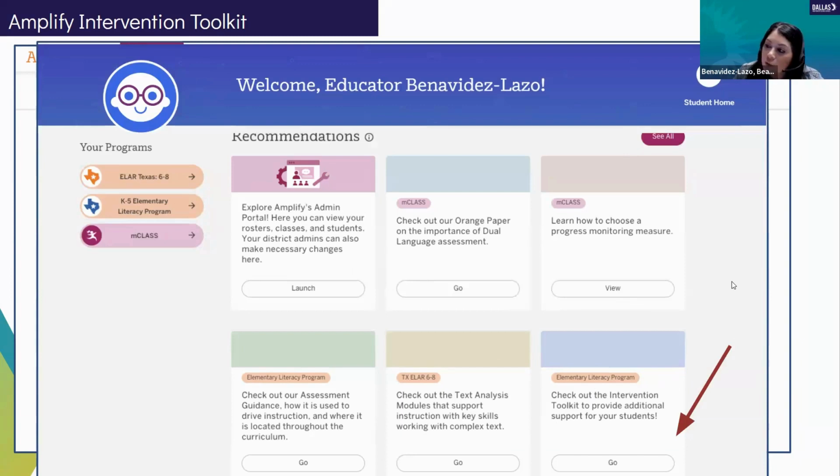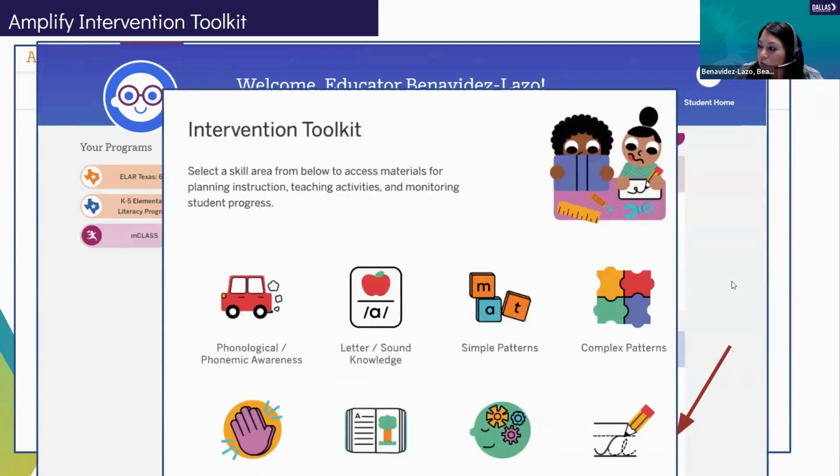And what is on that toolkit? Well, that toolkit is for students who are still struggling with reading comprehension, but it may be more that they are struggling with phonics, phonemic awareness, letter sound knowledge, simple patterns, complex patterns, and fluency, and all of this we know will affect their reading comprehension. But we need extra lessons for them. This toolkit provides you with the lessons for those students who are just needing a little more than what iReady gives you.